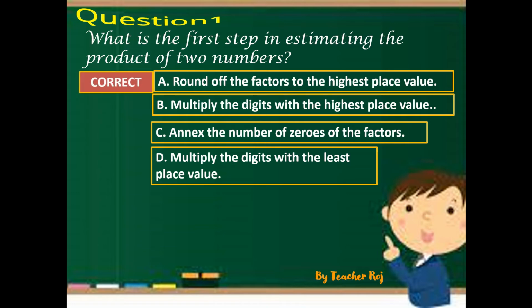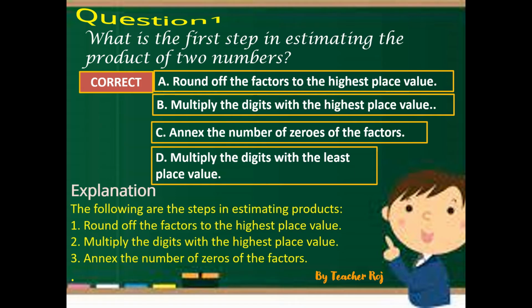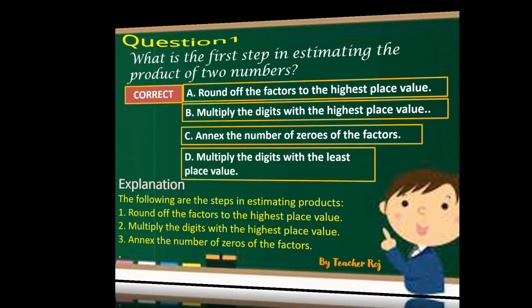The first step in estimating the product of two numbers is to round off the factors to the highest place value. Masasagutan niyo po ito kapag kayo nakinig doon kanina. Yan. So, paano? The following are the steps. Yun yung tatlong steps natin. So, ang number 1 dyan is round off the factors kapag naalala nyo. Okay? Next question, number 2.